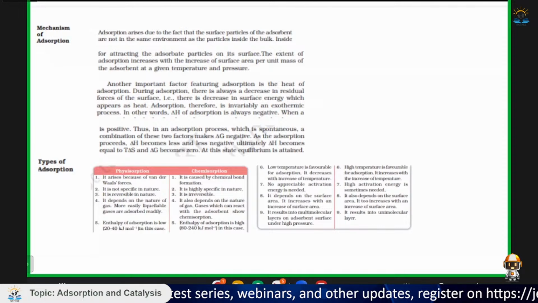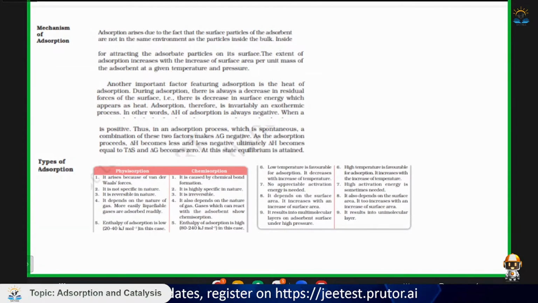Physisorption depends on the surface area; it increases with increase of surface area. Chemisorption also depends on the surface area. As surface area increases, you can have more slots where molecules can come and latch onto the surface, so more adsorption.